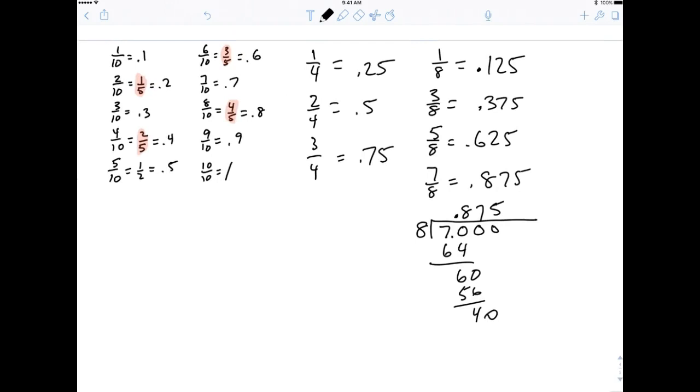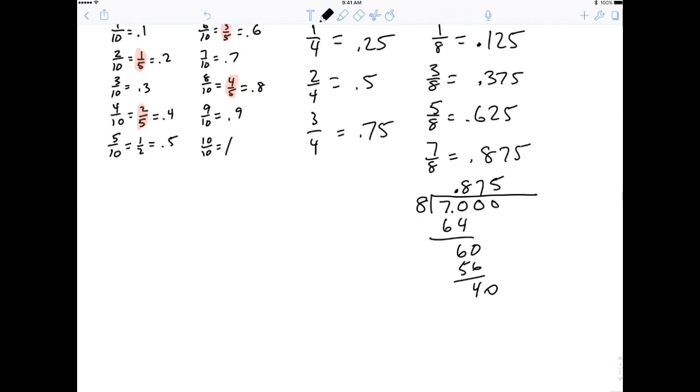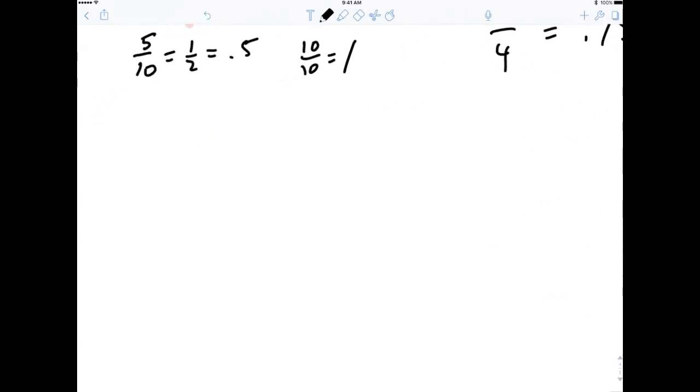Now, the last part that I want you to memorize is this. I want everybody, and this isn't really memorizing, this is just because we're smart. 1/9.